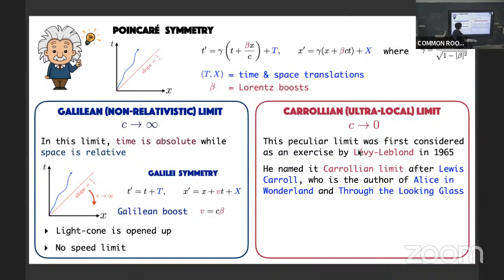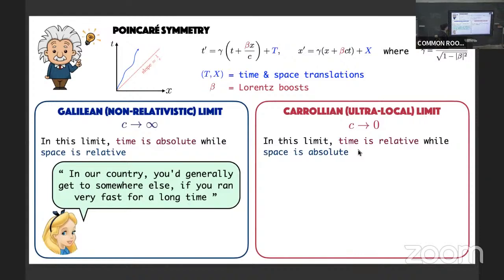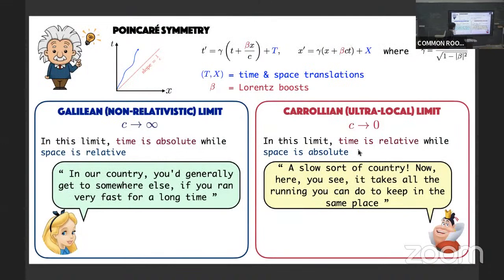And in this novel, Through the Looking Glass, there is a conversation between two characters. One of them is Alice. If you don't know about Alice in Wonderland, Alice is a girl in our world, and she somehow magically goes to some magical world, Wonderland. And she speaks with another character, the Red Queen, who is the ruler of Wonderland. And I think this conversation encapsulates the whole idea and the whole difference between the Galilean limit and the Carrollian limit. So Alice says: in our country, which means in our world, you would generally get to somewhere else if you ran very fast for a long time. And this is the standard picture that we have about our physics.